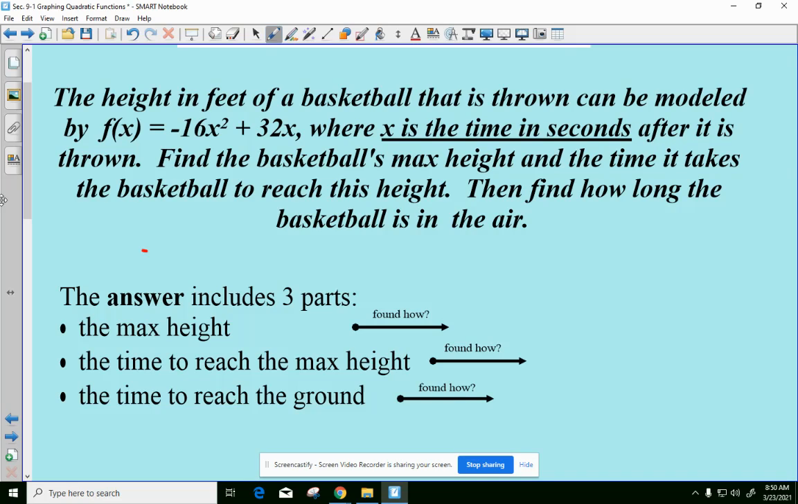Yep. Well, if you know how long it took to get to its max height, shouldn't you know how long it took for it to get back down? Maybe. Right? I do understand.